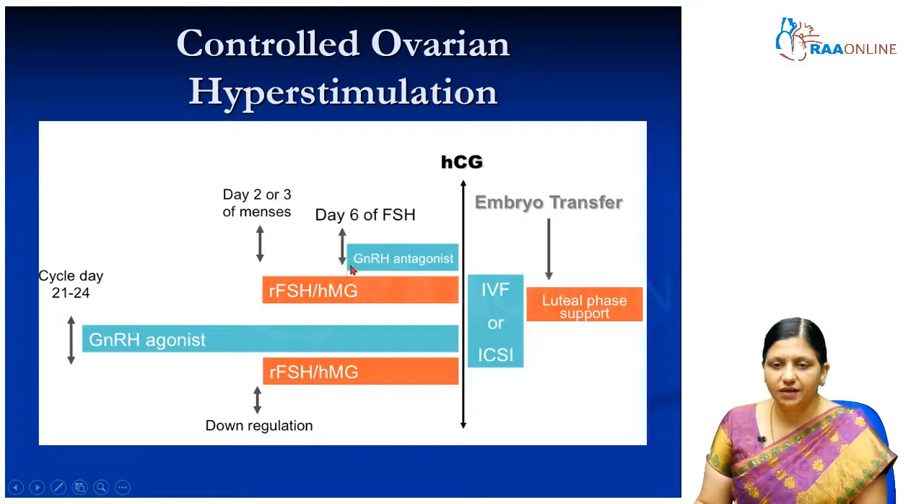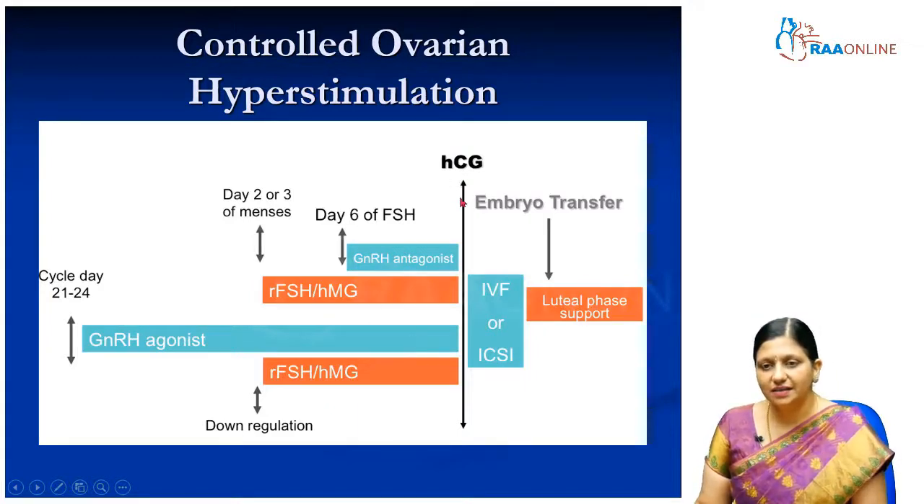On day 6, we can add antagonist in an antagonist cycle, but if we have been giving agonist, then this antagonist is not given. Then HCG is given once the graafian follicles have grown up to 22 to 23 millimeter size. After that, the oocytes are aspirated 36 hours after HCG, and after the aspiration of oocytes, they are fertilized in the lab.